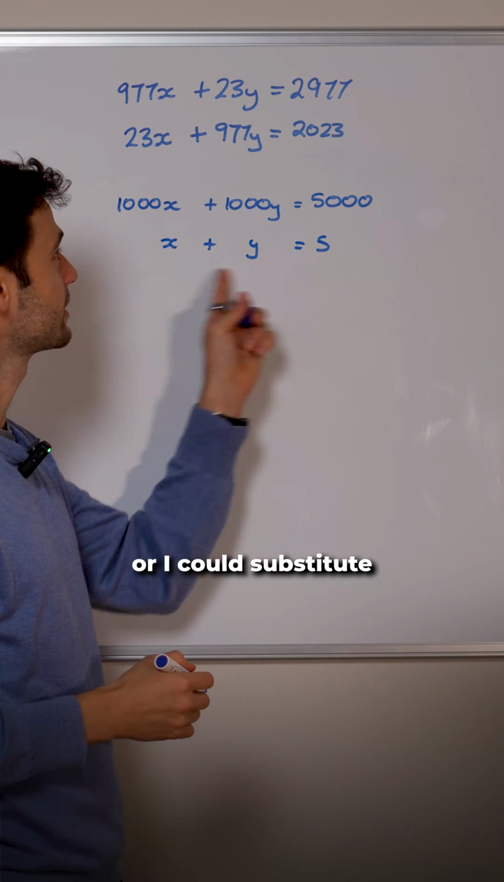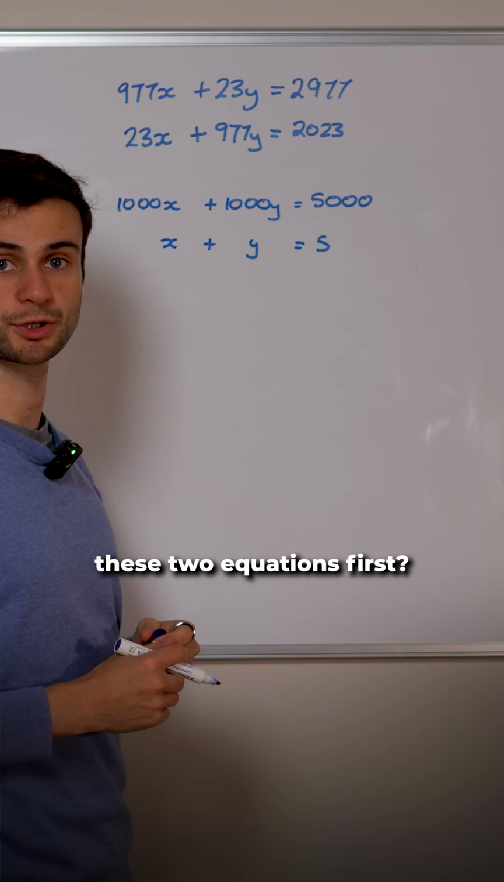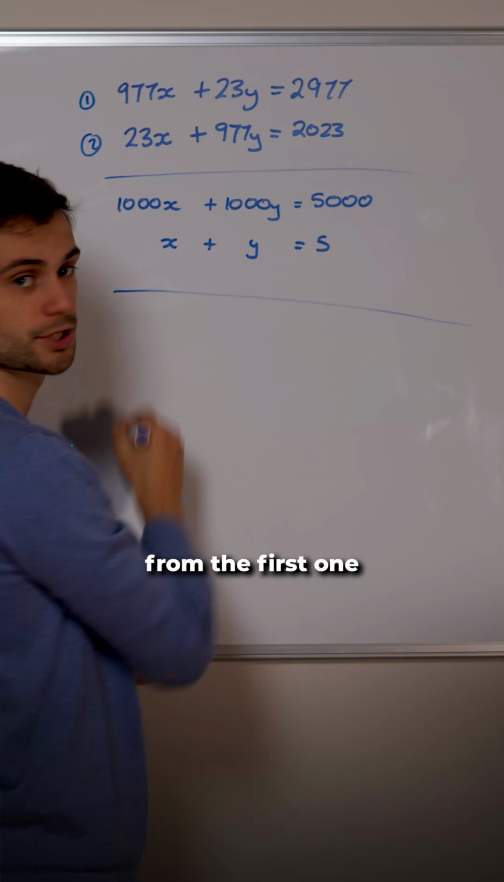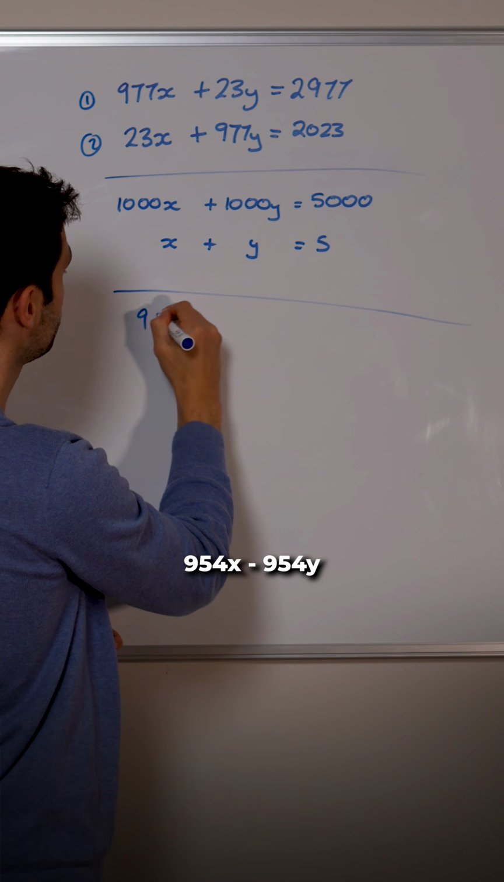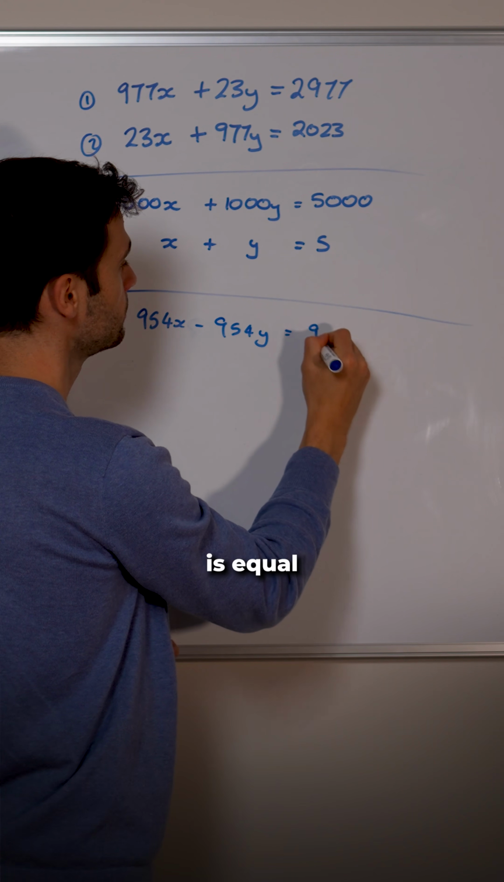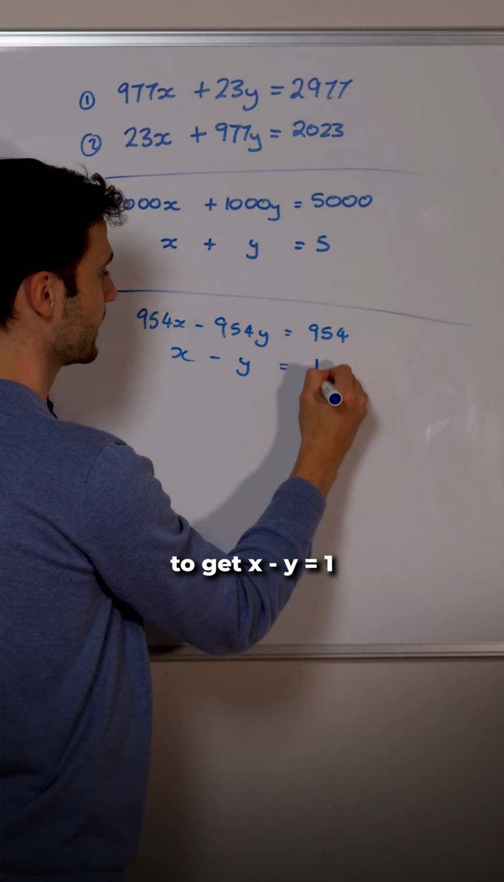Well, I could substitute this back into one of the equations now to find the answer. But what if we subtract these two equations first? So we're subtracting the second equation from the first one. So we get 954x minus 954y is equal to 954. Well, that simplifies nicely again to get x minus y equals 1.